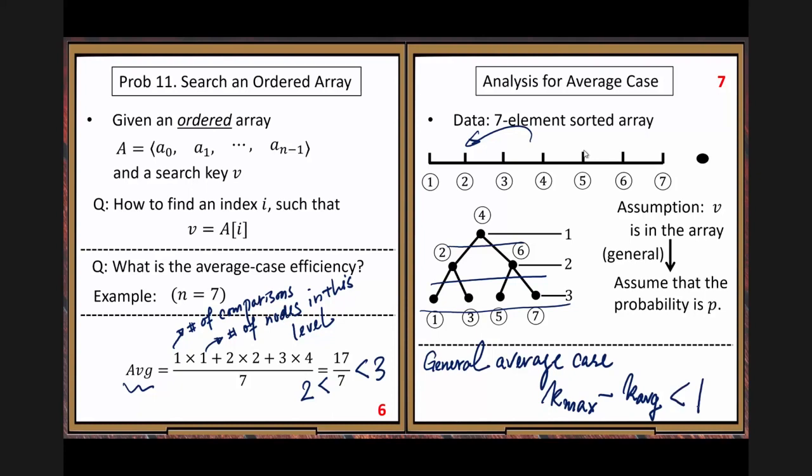Okay? So you can see, for the binary search, the average case efficiency, its accurate number, usually is not an integer. Here it's some fraction. The difference between K average and K max is less than 1. So you can see the average case efficiency is very close to the worst case of the binary search. The difference is less than 1. That's the binary search. Okay?